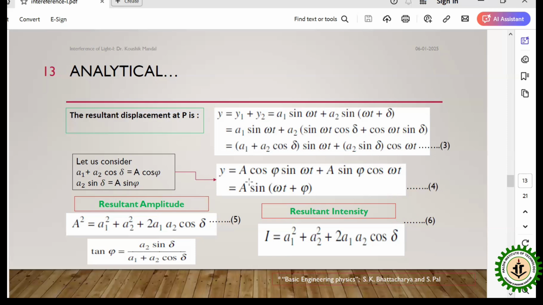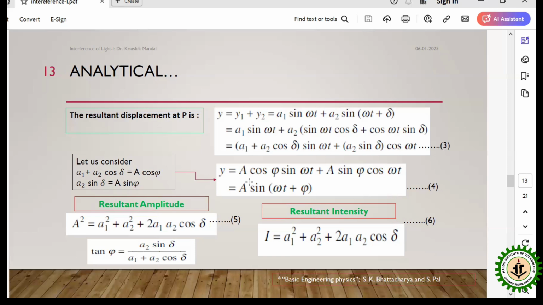From here, if we square these two equations and add both sides, then we get A square equals a1 square plus a2 square plus 2a1a2 cos delta, and the phase angle phi equals tan inverse of a2 sin delta by (a1 plus a2 cos delta). Now we have already obtained this expression for the resultant amplitude. We already said the resultant intensity is nothing but the square of the amplitude. So the resultant intensity I equals a1 square plus a2 square plus 2a1a2 cos delta.